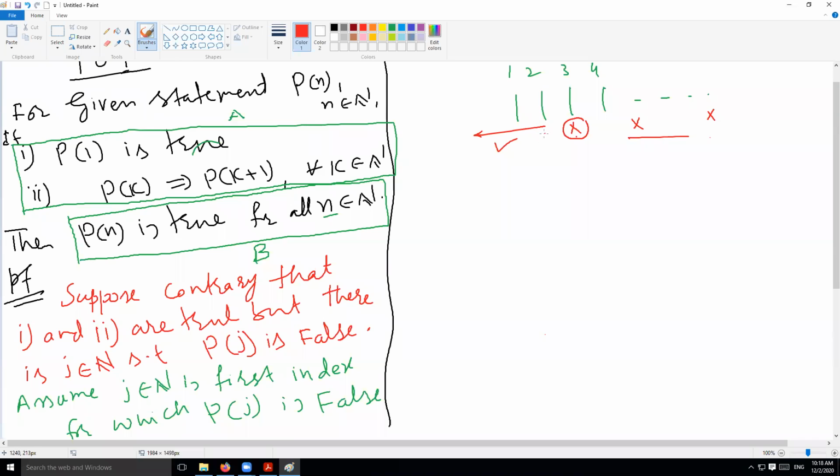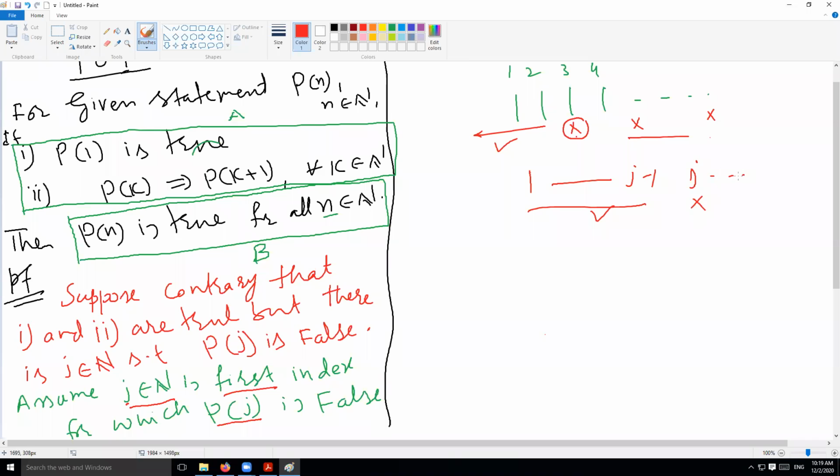Is this something that you are getting? That's an important part, the proof will work on this. So if I'm saying that j is the first index for which P of j is false, this means that from 1 to j minus 1, all statements are true, and the jth is the first statement which is false.